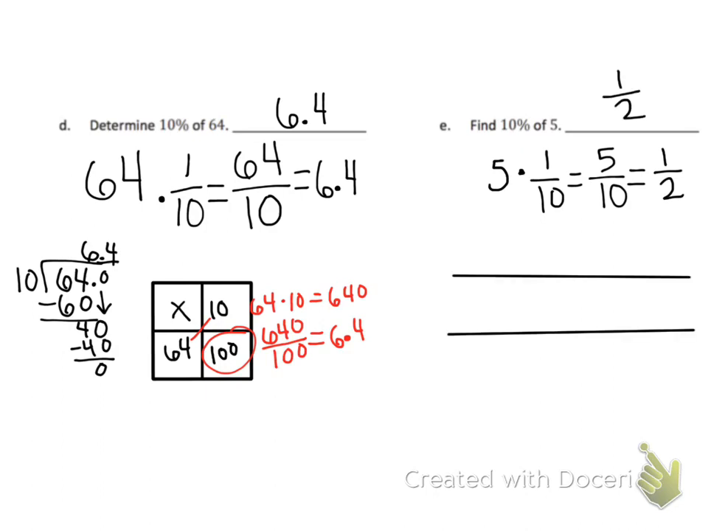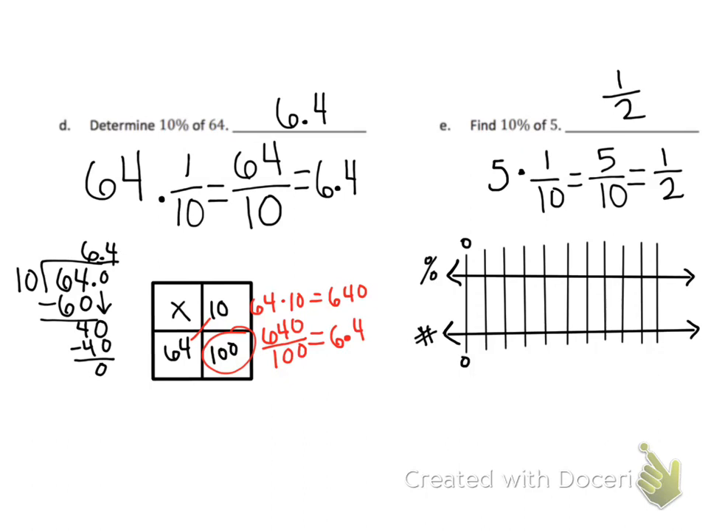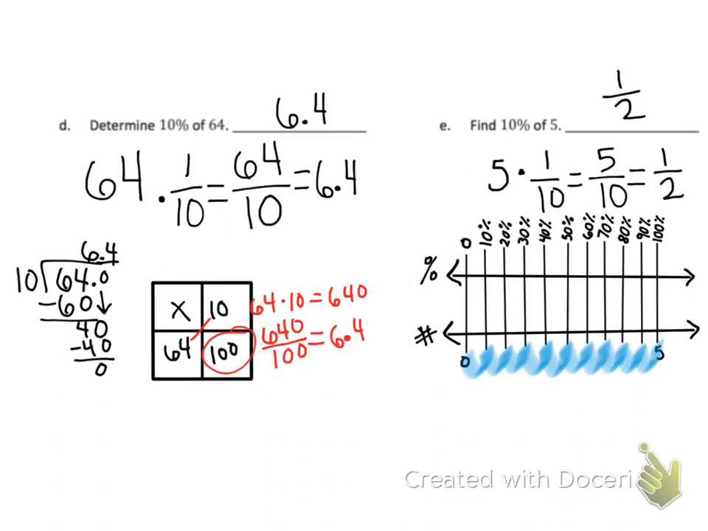I'm also going to show you this using a double number line. Again, we start with 0. The percent is 10, so I'm going to go up by tens for my percents all the way to 100. I know that 100 equals 5, right, because 5 is the whole. And now I'm going to count the parts. And I have 1, 2, 3, 4, 5, 6, 7, 8, 9, 10 equal parts.